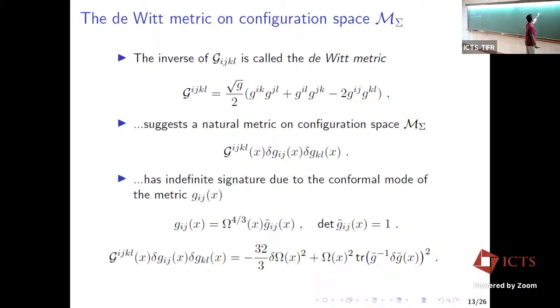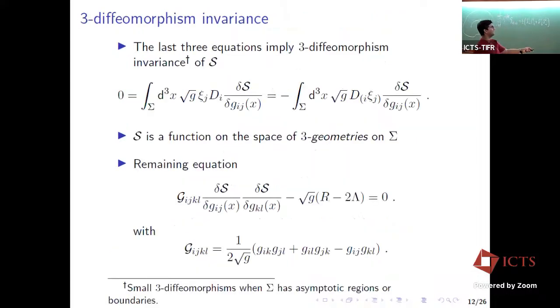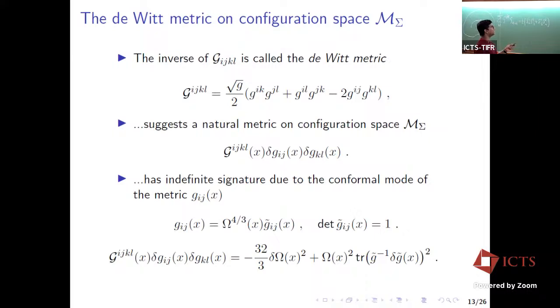G^{ijkl} G_{klab} is half delta_i^a, and the sum is over k and l. One can check that this satisfies that, given this G^{ijkl} of this form. And this suggests a natural metric on the configuration space where you just contract two arbitrary variations with these indices. And it has indefinite signature, as Sandip pointed out, due to the conformal mode of this metric.